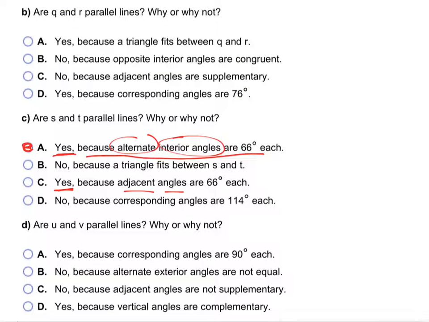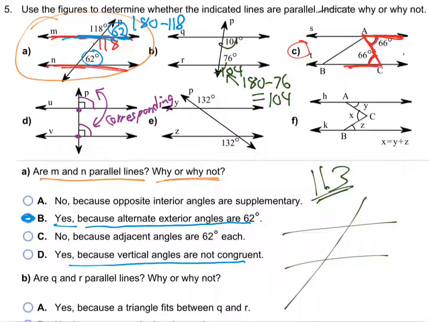So what does it say on D? Are they parallel? It's going to be one of those yeses because corresponding angles are 90. That's right. There it is. We good there? All is well. Now, how about E?